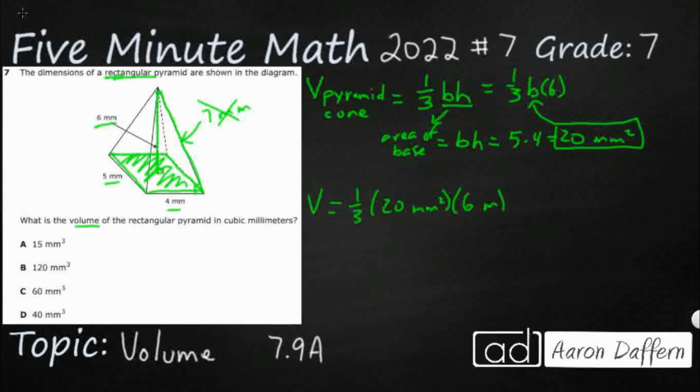And that's why my answer is going to be cubed, because I've got a squared and an m, so there's 3 m's together. That's why it's going to be cubed. So we just need to mash these together here. If you want, you can just take your 1/3, you can multiply that by 6, right? So that's going to be 20 times 6 over 3, which is really just 20 times 2. And that is going to be 40 millimeters cubed. Our answer is D.